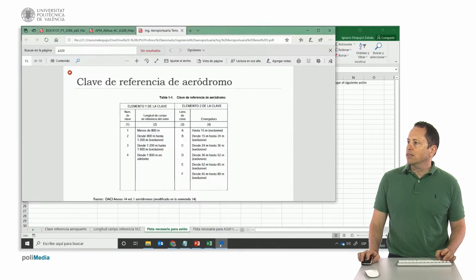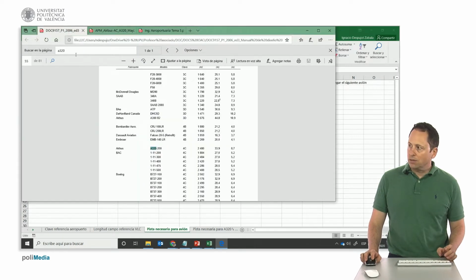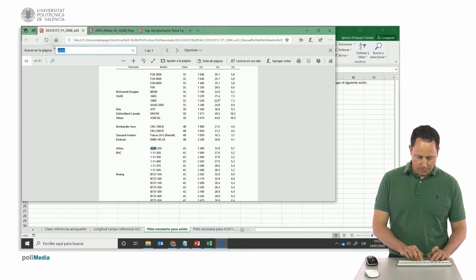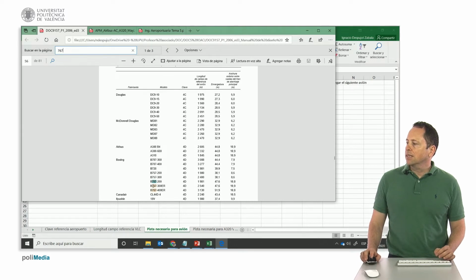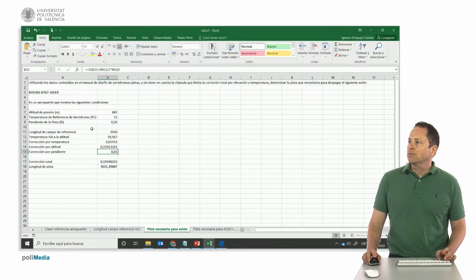That is why we have here the manual for the design of aerodromes, runways. We're going to put up here 767-300. And here we have the 767-300 extended range, which has 2,540 meters as length of field of reference, according to this manual. Then we are going to put 2,540.